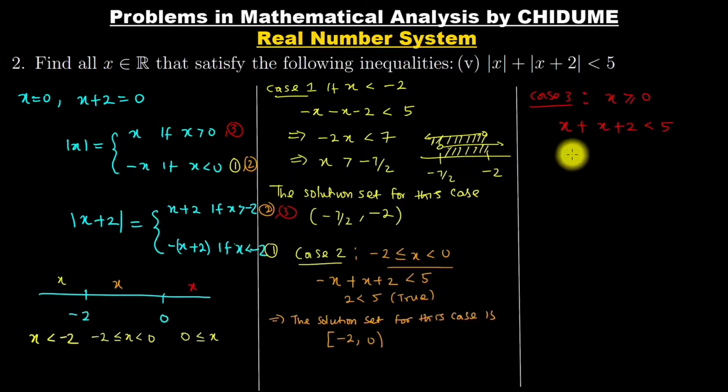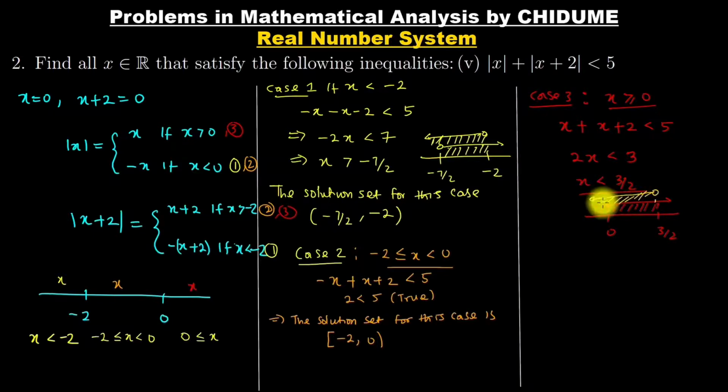So meaning that I'm going to have 2x less than 3. So that means my x is going to be less than 3 over 2. So I need to take the intersection with this interval. On my number line I have 0 and I have 3 over 2. Here I have x greater than or equal to 0, so shaded in this direction, and here I have x strictly less than 3 over 2, so it's open at this end and going in this direction.